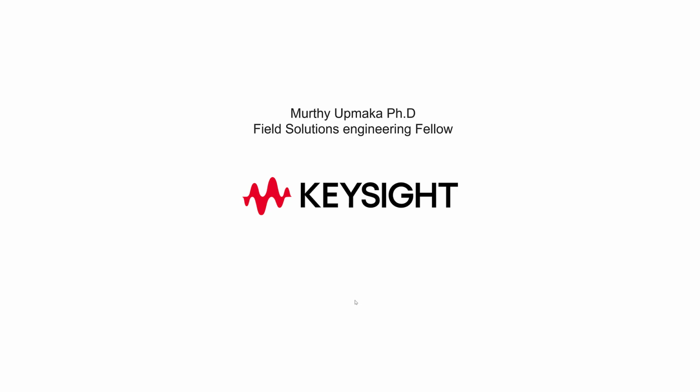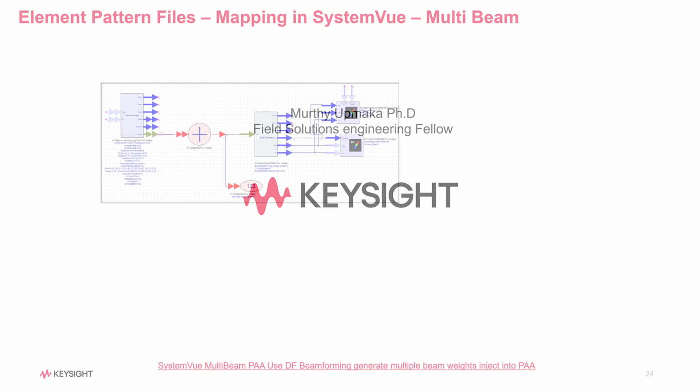Once we get an accurate array antenna model, the next step is to go for interesting and advanced use of that array. One of the interesting uses of the array is to produce multiple beams. In this video, we will see how we can produce multiple beams.